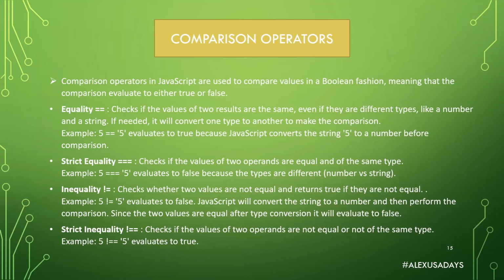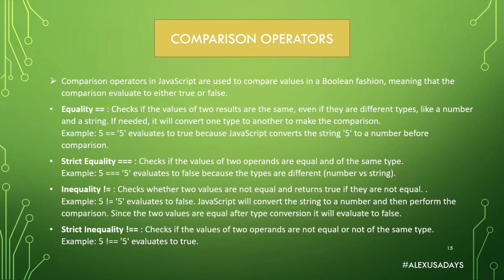Inequality, exclamation mark equal. Checks whether two values are not equal and returns true if they're not equal. Example: 5 not equal '5' in quotations evaluates to false. JavaScript will convert the string to a number and then perform the comparison. Since the two values are equal after type conversion, it will evaluate to false. So if it would say 5 is not equal to 6, for example, then it would return true. But because 5 is equal to 5 after the type conversion, it says false.